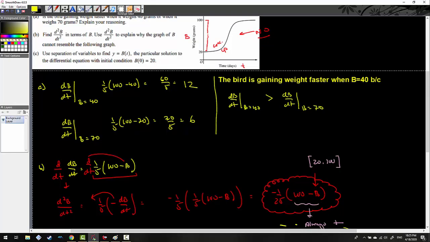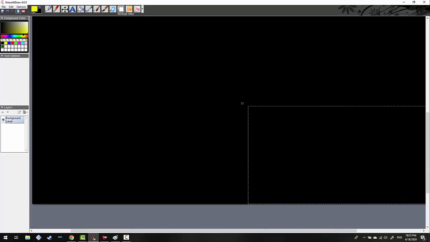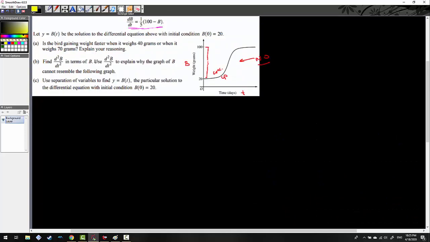Part C, I will go ahead and do. Pretty straightforward for part C. Okay, now that I've gotten the board all clear, let's go and take a look at part C. It says use separation of variables to find B of t, the particular solution, with the initial condition B of 0 equals 20. Okay, we can do this. We've done this several times, so please make sure we are separating terms appropriately.